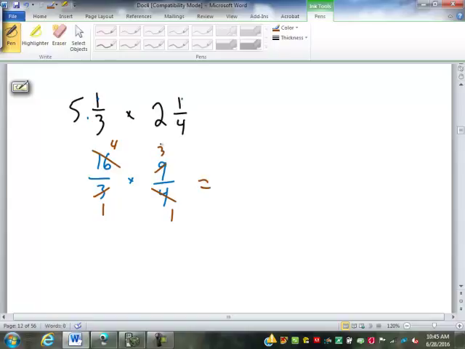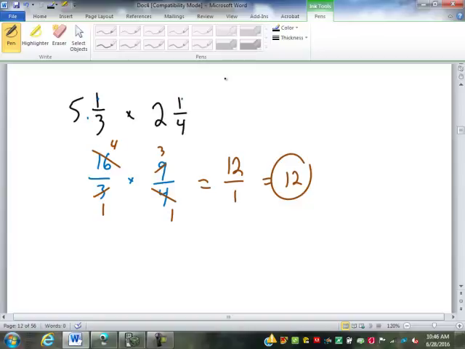So now we multiply. 4 times 3 is 12. 1 times 1 is 1. So 12 over 1, or just 12. Now they don't all work out to be quite that convenient. This one just got lucky.